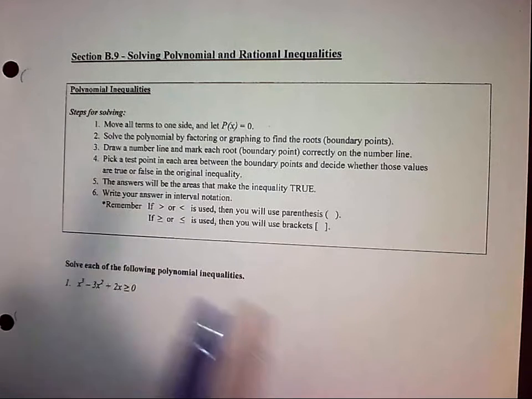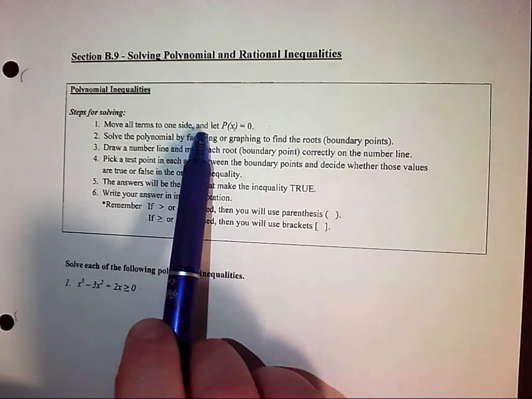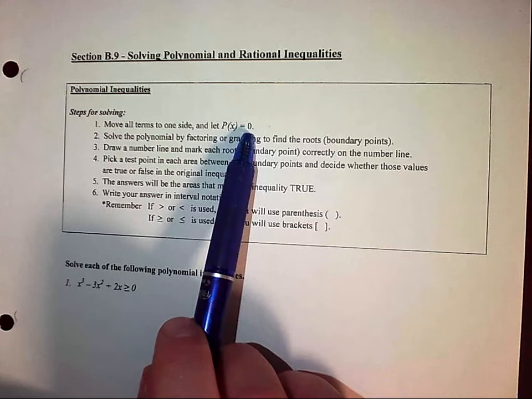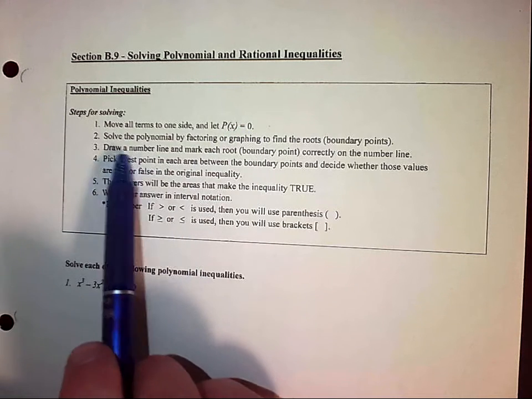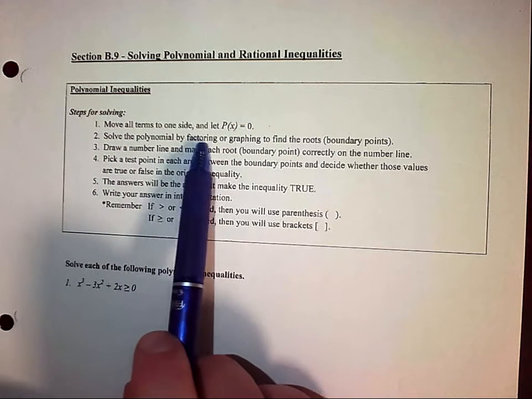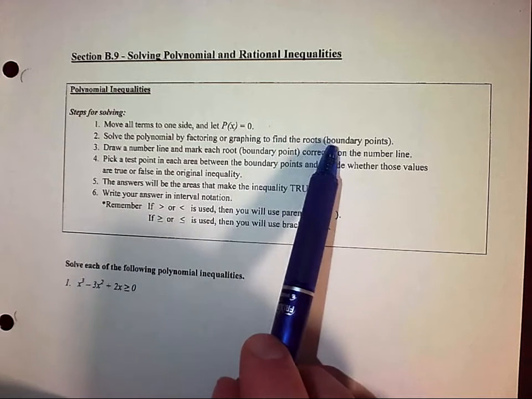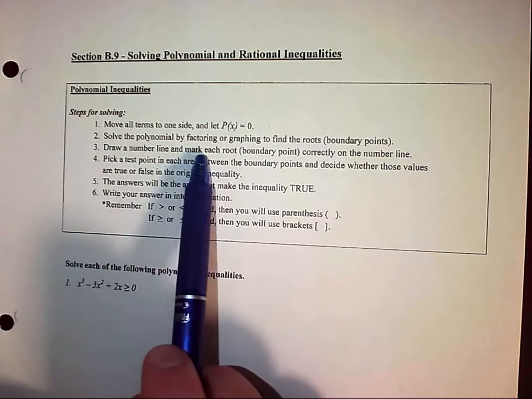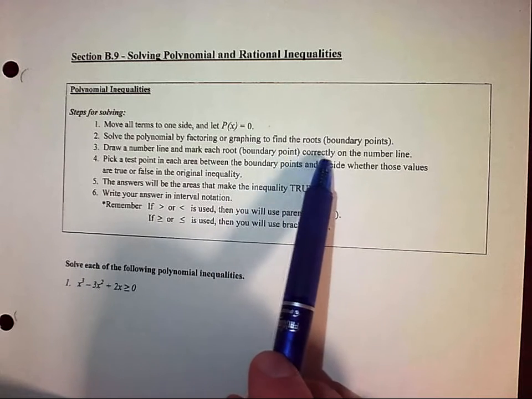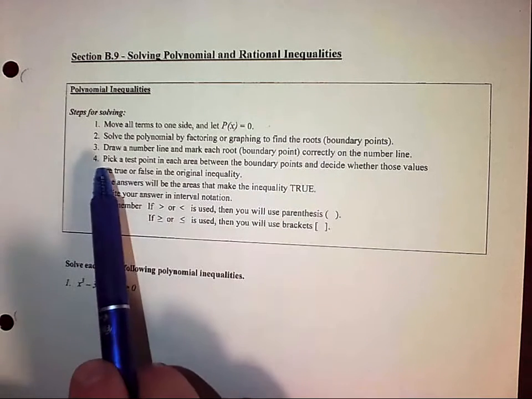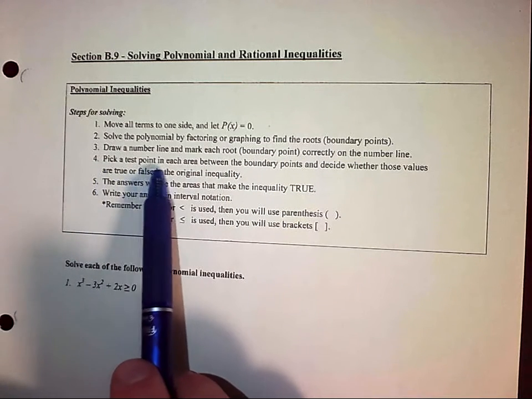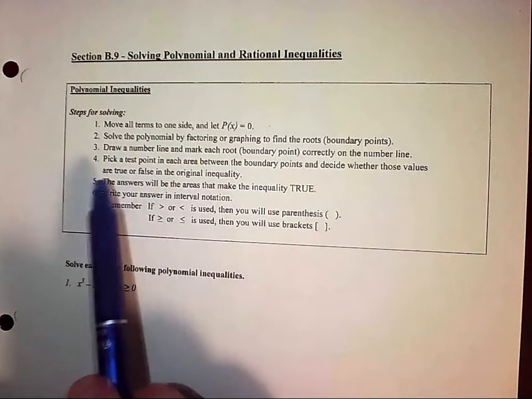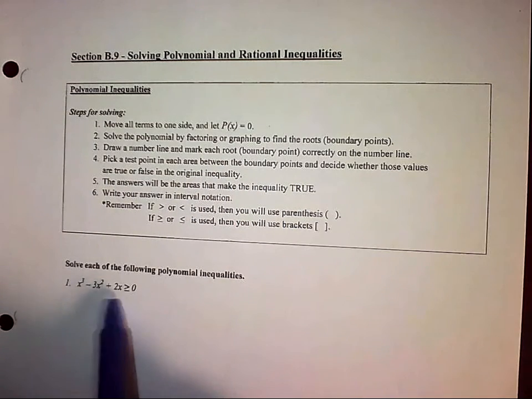It says steps for solving. Move all terms to one side and let p of x be equal to 0. So we're going to set everything to one side and then the other side is just going to be equal to 0. Solve the polynomial by factoring or graphing to find the roots. These are what we're going to use as boundary points. We're going to draw a number line and mark each root or boundary point correctly on the number line. We're going to pick test values in each area between the boundary points and decide whether those values are true or false in the original inequality.